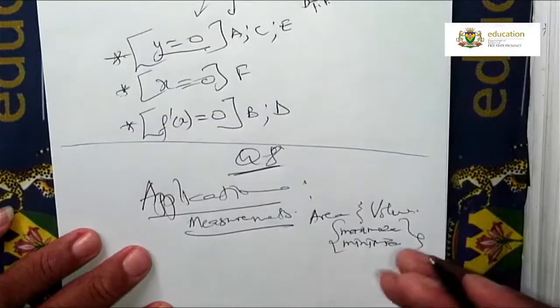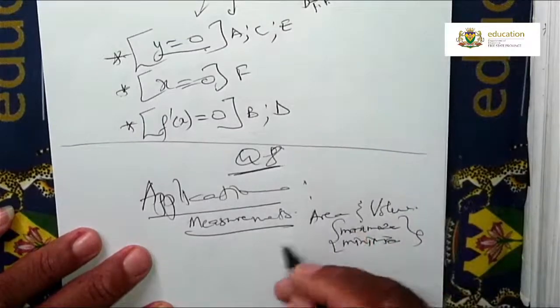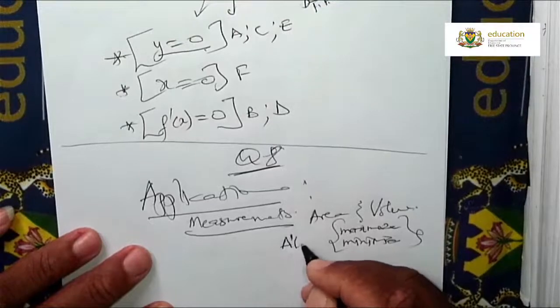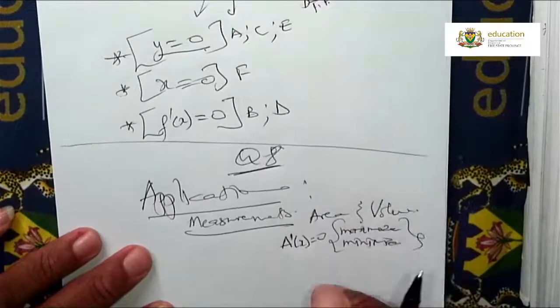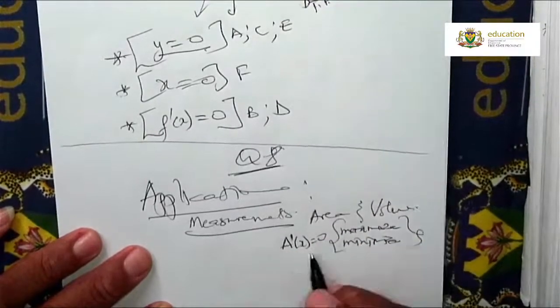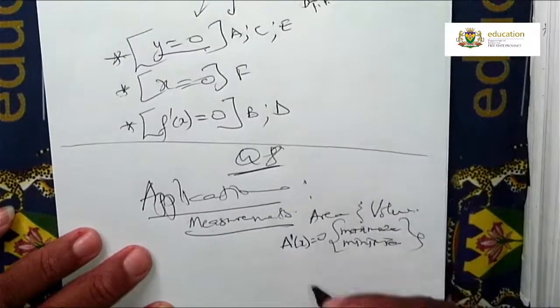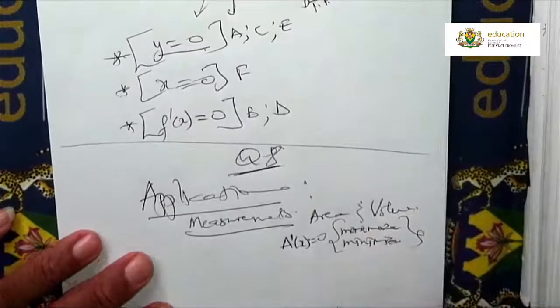To find the x for which the area will be minimum, you must know that if you were working on area, you differentiate the area, equate it to 0 and solve for the variable. If it's x, solve for x. Then the x value you get there will be the x value for the maximum or the minimum.